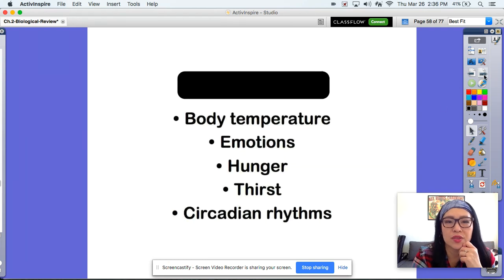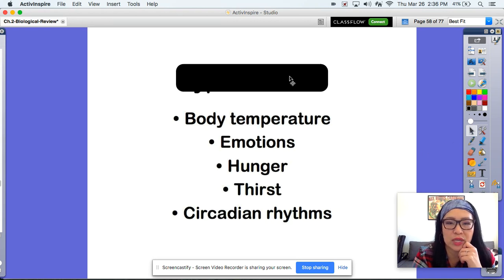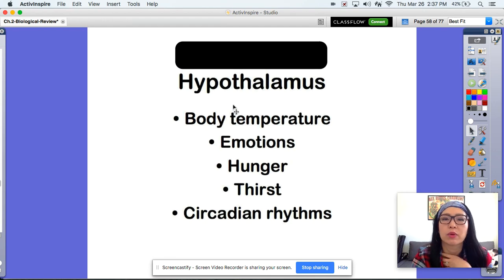All right, then this part of our brain is our pleasure reward center. This helps us with body temperature, emotions, hunger, thirst, and circadian rhythms. So the hypothalamus is our reward center because when we feel pleasure, we want to be at a good temperature. We don't want to be too cold or too warm. So then we just feel good.